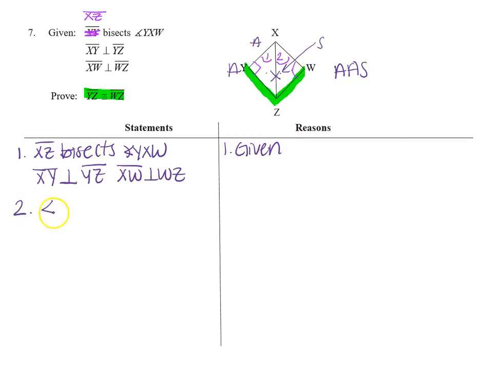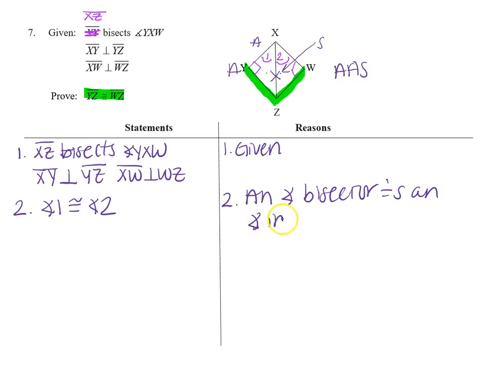Okay, first let's talk about the angle bisector. So angle 1 is congruent to angle 2. And I know this because an angle bisector divides an angle into two congruent angles. Let's talk about the shared side. XZ is congruent to itself by reflexive.